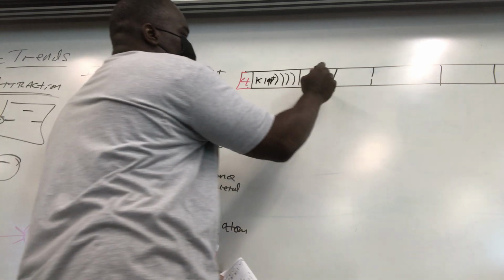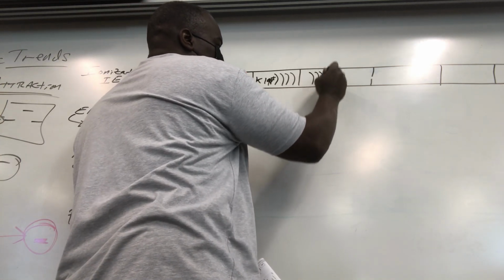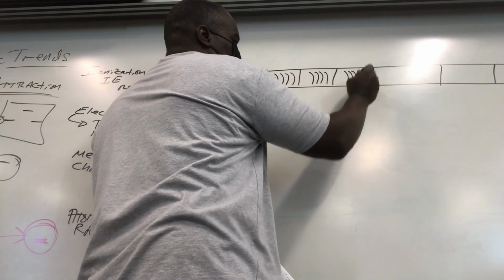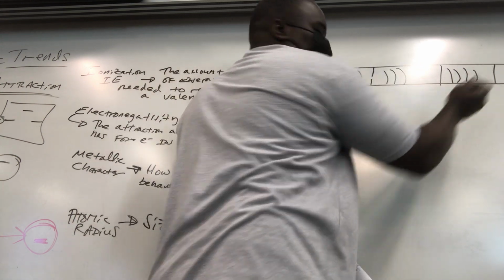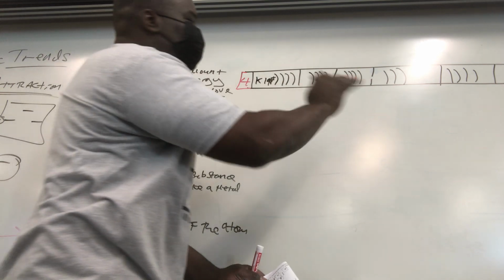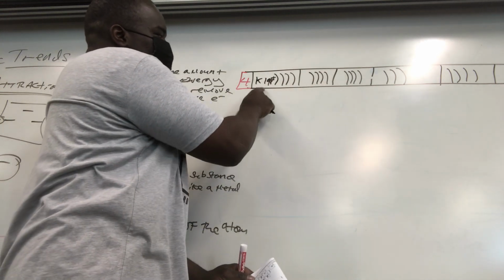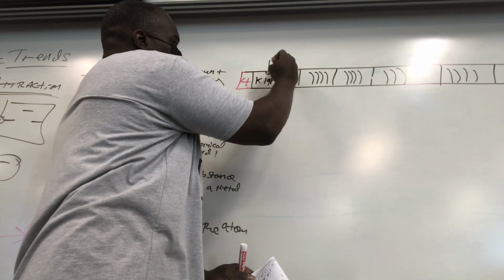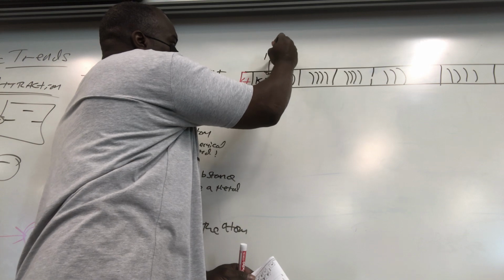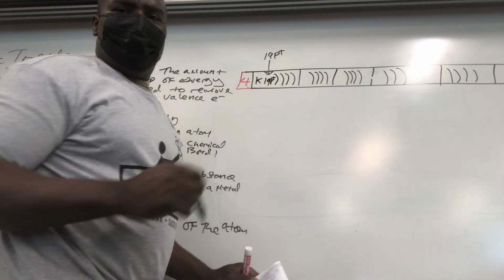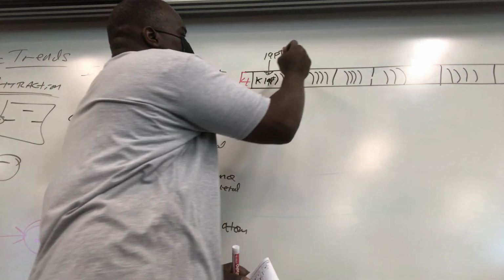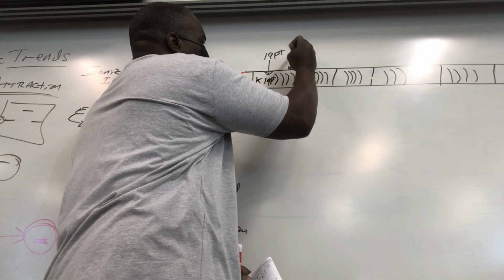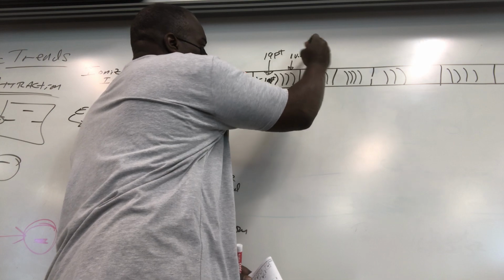Now all these other guys, they have what? 4 shells, 4 shells, 4 shells, and so on. 4 shells right across. Now here, the atomic number is 19. That's 19 protons. And how many valence electrons does potassium have? It has only 1 valence electron.